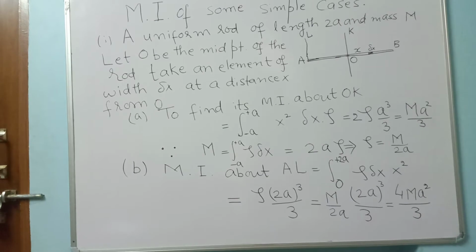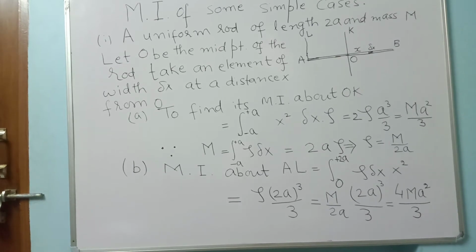So what is the perpendicular distance here? It is x square. So it becomes 2 times rho a cube divided by 3. So it will be ma square by 3. Why is it ma square by 3? Because the mass of the rod you can calculate. It varies from minus a to plus a, rho times delta x. Now when you integrate, the integral is going to be very, very simple, only x. So it becomes 2a times rho. So that gives you the value of rho. Rho becomes capital M divided by 2a.